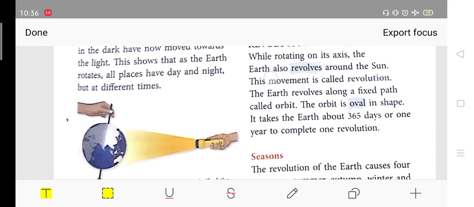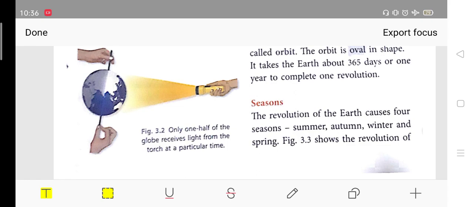Look at figure 3.2. See, this is the figure 3.2 here, which they are referring to. Fine. Here they are saying let one person hold the torch, and let the other person hold the globe. Okay. So now keep that one thing static. Don't move it. Okay. That one thing is stationary.